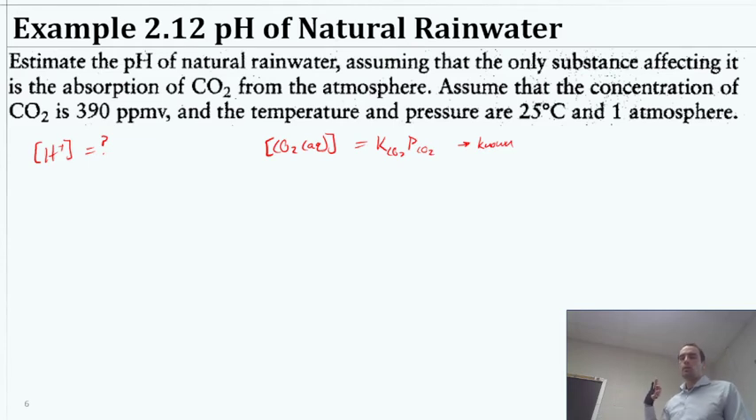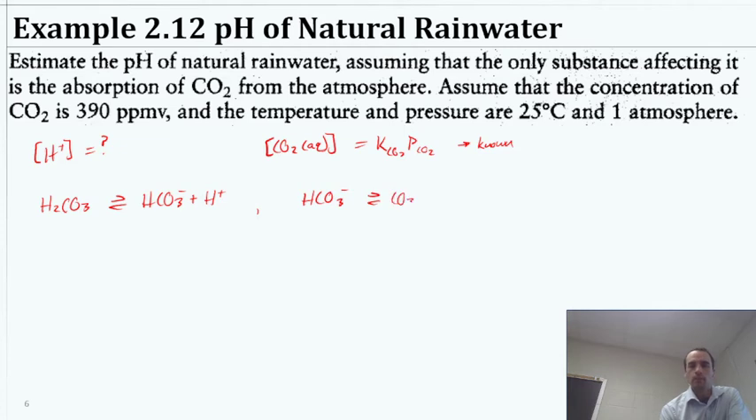Okay, but then we come to the fact that we have H2CO3, we also know that's in equilibrium with HCO3 minus and H plus. So there's an H plus we can make use of perhaps. We also know that that bicarbonate is in equilibrium with carbonate and more H plus.